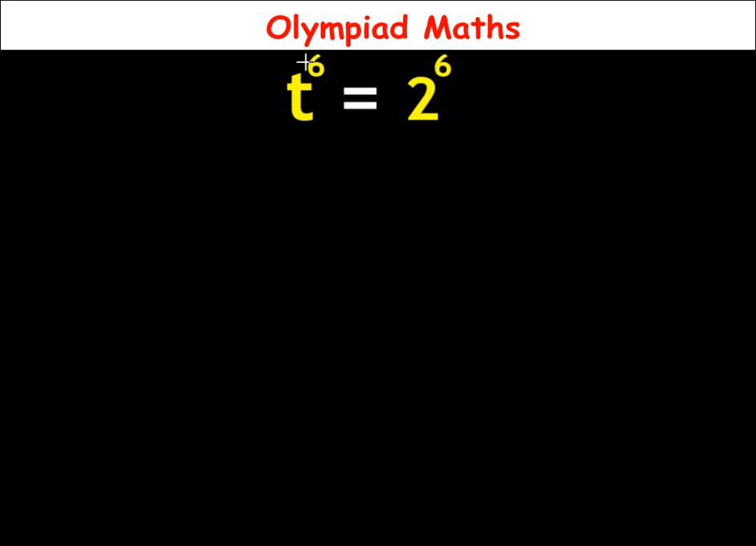So we have t to the power of 6 equals 2 to the power of 6. I want to solve for the value of t. Now when t is raised to power 6, it will give us 2 to the power of 6 as the answer. Okay, so t is equal to question mark. Now how to do this?